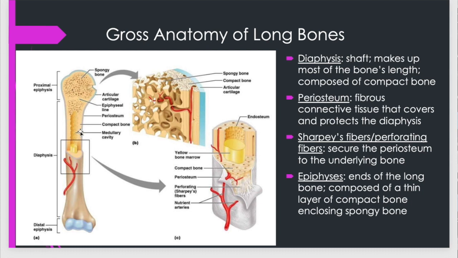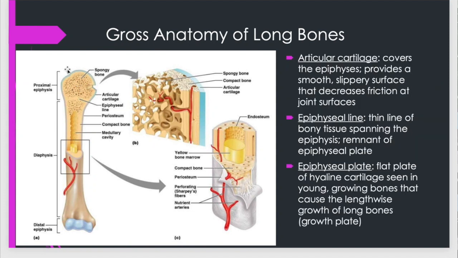Next we have the periosteum, which is this white, fibrous covering. It's a protective covering of the diaphysis of a long bone. You can see in this part of the diagram the Sharpey's fibers, or perforating fibers, and they help hold the periosteum onto the actual bone underneath. The ends of the long bone are called epiphyses, or epiphysis in the singular, and they're a thin layer of compact bone. If you look closely, the blue on the outside here is cartilage, but right below that you see this solid part of the bone. That would be compact bone, and then in the center here we have spongy bone.